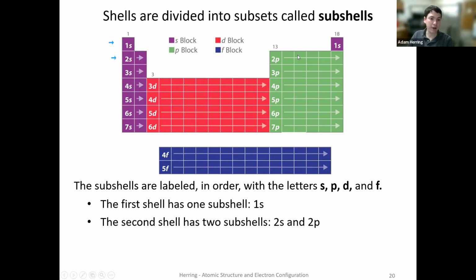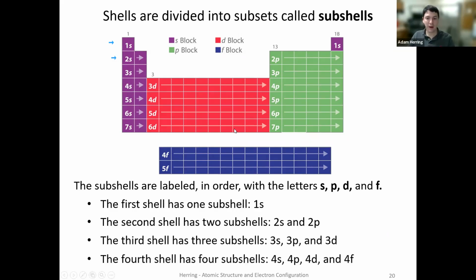This continues on and on. The third shell has the 3s, 3p, and 3d, and the fourth shell, the 4s, 4p, 4d, and 4f, and it continues on and on. So it's important to note each of these periods is representative of the shells. The shells are designated into their subshells, S, P, D, and F.